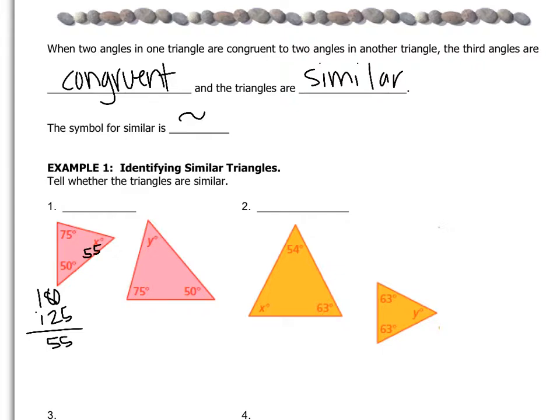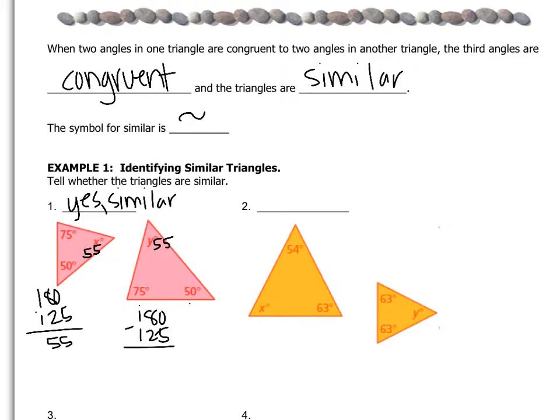But obviously this is also going to be 55 because it's still 75 and 50, right? So it'd still be 180 minus 125. So if they have all of the same angle measurements, then yes, they are similar. All right, let's look at the next one.